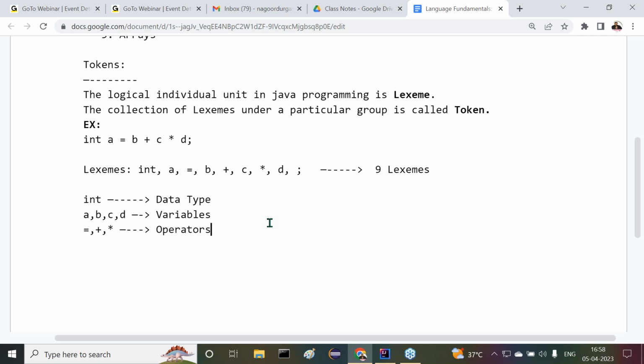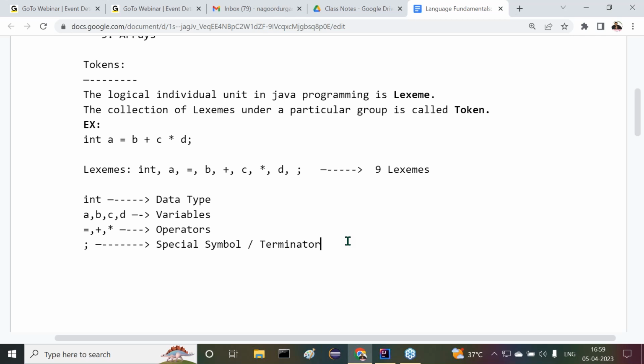They are the categories. These are the groups. The collection of lexemes that come under a particular group, that group is represented as a token. Now these are operators. Next one is the semicolon. It is a special symbol, or simply speaking, a terminator in Java.